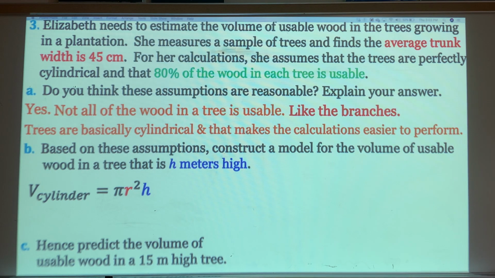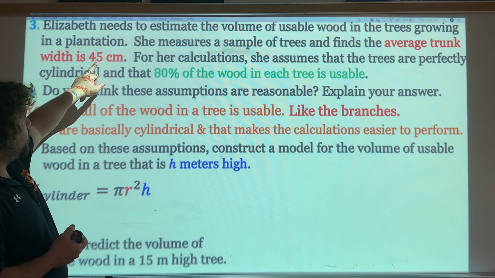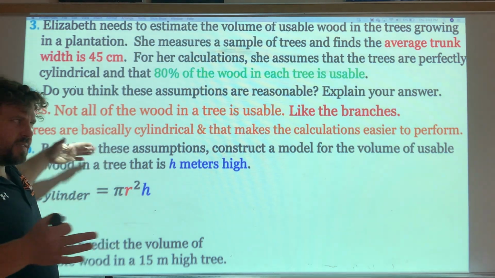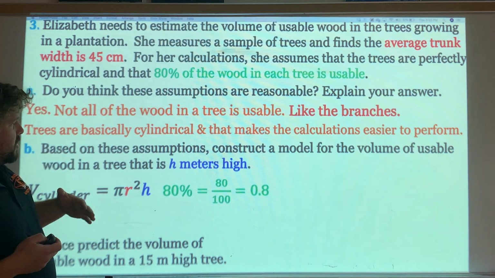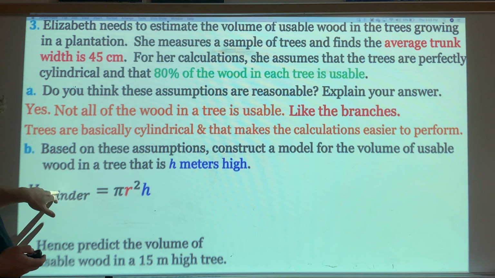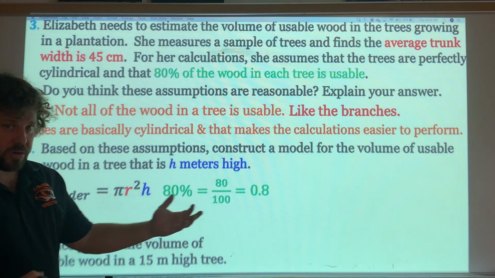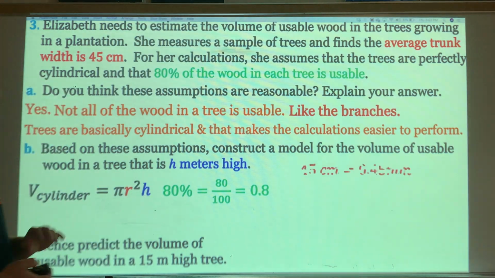Now, what do we do next? We have our base, and we're going to take our formula, and we go, all right, we got our pi r squared. Let's see, now what should we do? We need usable wood. Well, what does this say? Let's read. The average trunk width is 45 centimeters. Is width the radius? Width is the distance all the way across. No. And then it says 80% of the tree wood is usable. So we only want the volume of 80% of this, right? 80% is 80 over 100, or 0.8. So we're going to multiply this whole thing by 0.8.